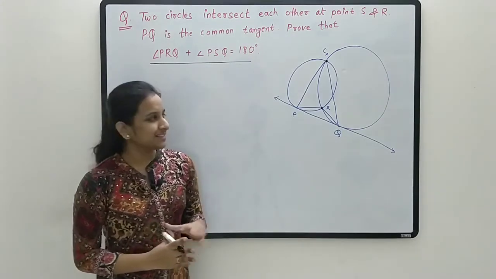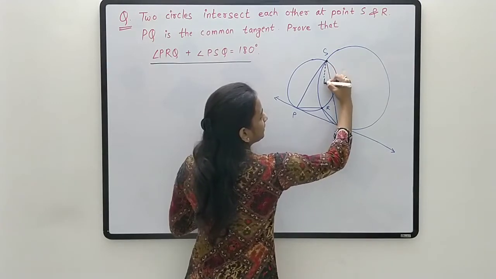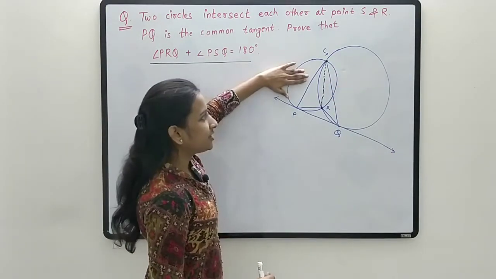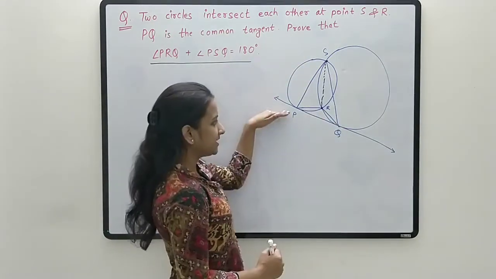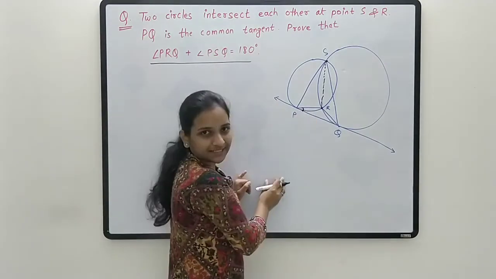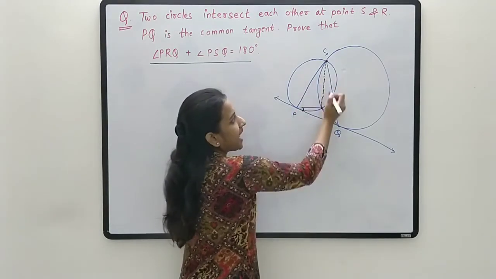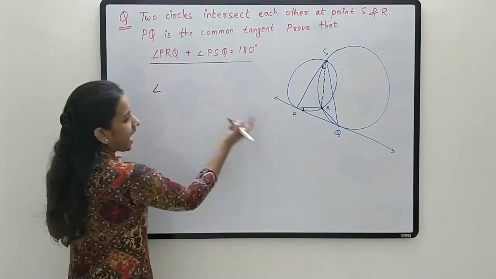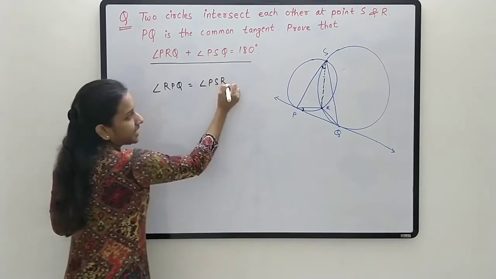How to solve that? See, one simple thing. Let's draw one line segment SR. Okay, now focus on this small circle. PQ is the tangent and consider PR as a secant. The angle between tangent and secant is equal to the inscribed angle PSR. This. Okay. Just now we have seen this. Angle RPQ is equal to angle PSR.